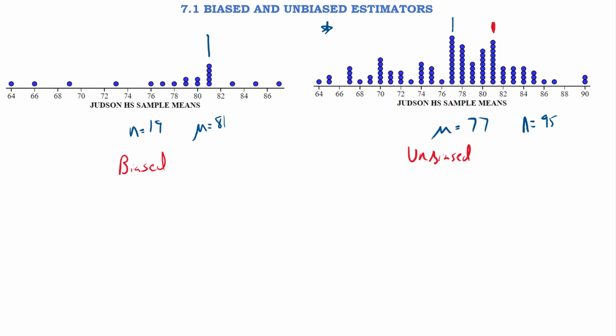In which case, let's look at that real quick. The actual mean value I got from the test scores from Judson High School, from Mr. Walker, for that test, the actual mean overall for it was 77. So therefore, because when we did this with our 95 samples, the mean value came out to be 77, it was unbiased because of the statistic, the sample mean estimator, right?